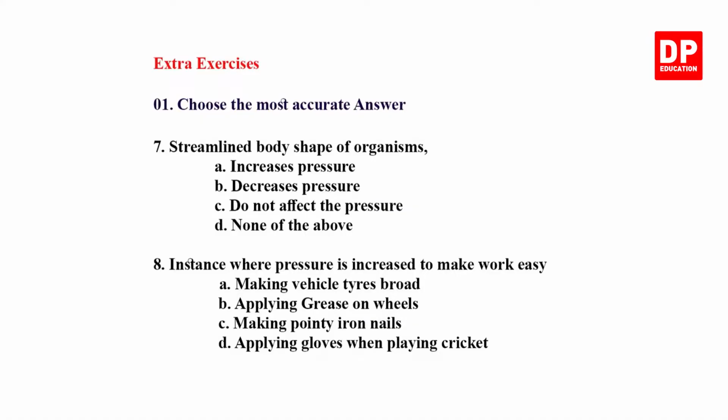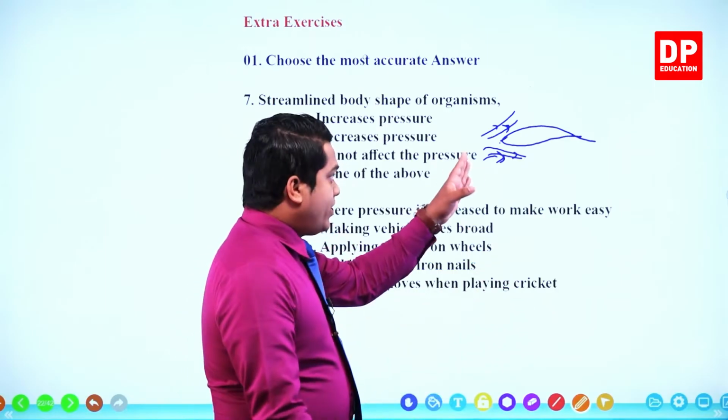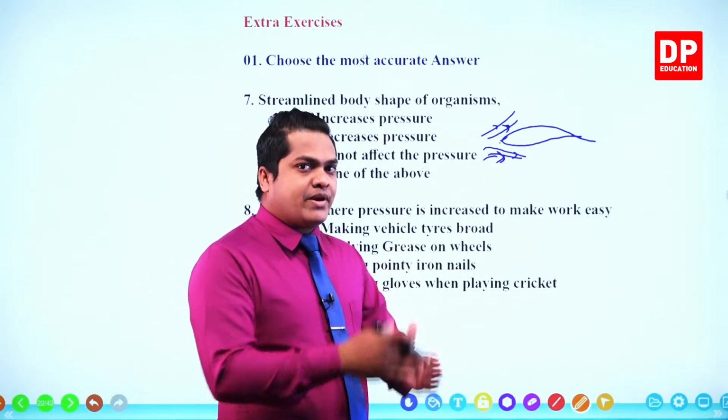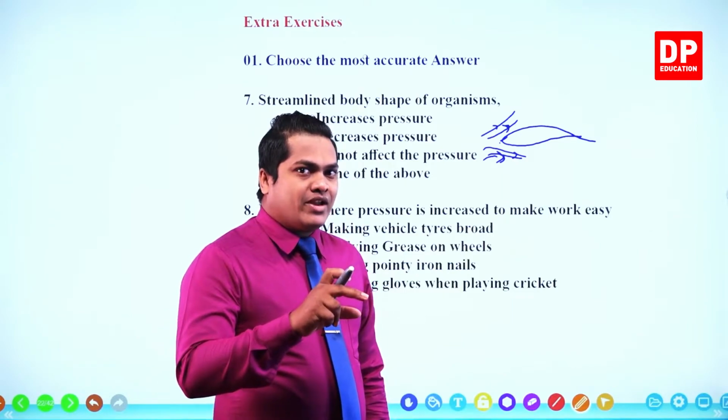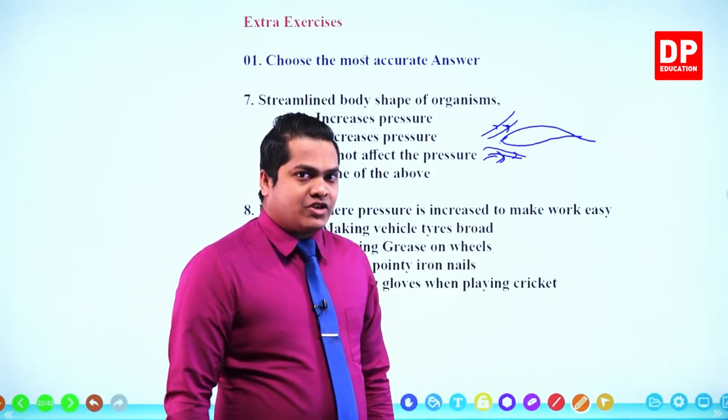Streamlined body shape of organisms. Streamlined body shape means this kind of shape like they have in fish. So it has a pointy head, which allows it to cut the water streams and travel through water quite fast. This point helps to increase the pressure. As it is a pointed thing, it helps to increase the pressure.